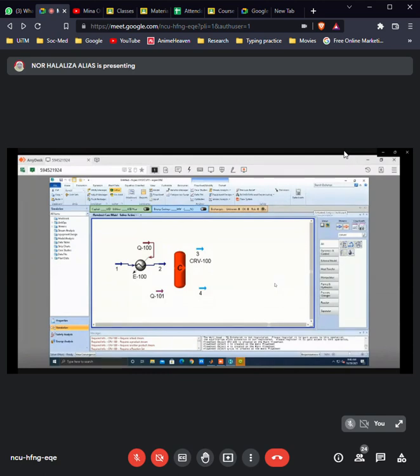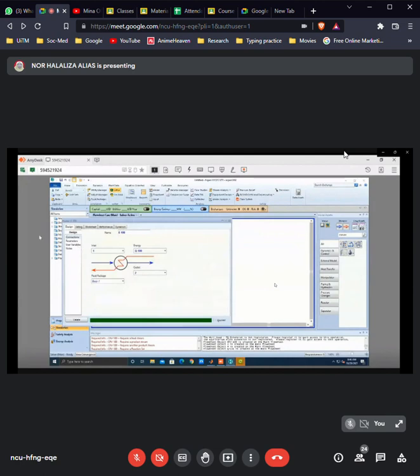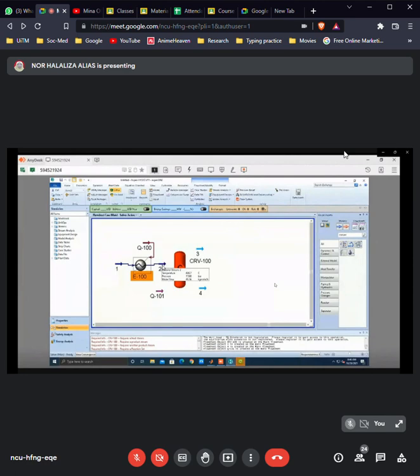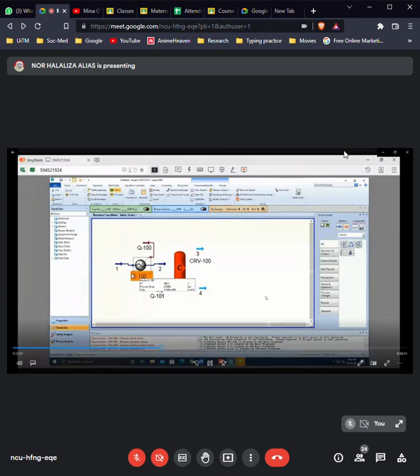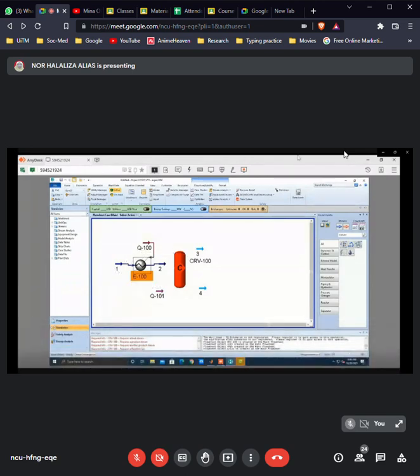For stream 2, the pressure is how much? Because we have specified at the heater, the pressure drop is 0.5. So this one becomes 7.5. Yes, the 0.5 is your pressure drop. I estimated that pressure drop because it felt like it would be large. 0.5 bar. It's 50 kilopascal.